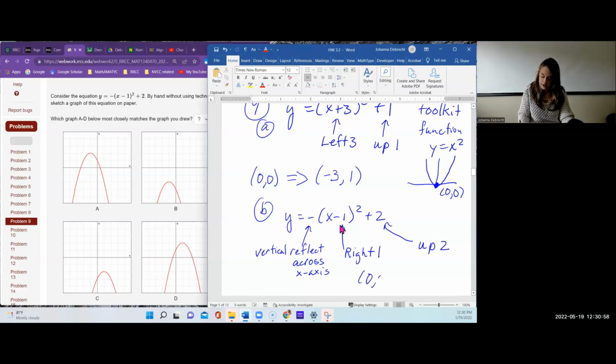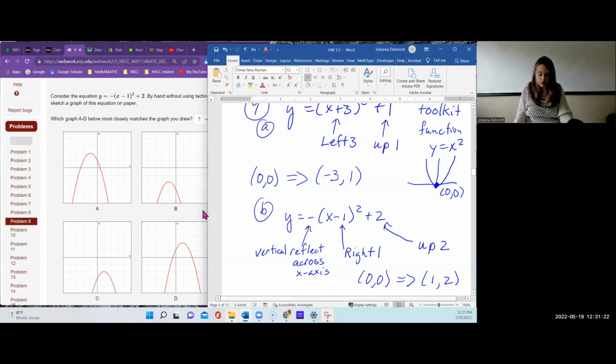What's happened to my typical toolkit vertex at 0, 0? It's been shifted right 1, up 2. That means it's at 1, 2, but instead of the graph looking like this, it's been reflected so that it opens down. So instead of a parabola opening up, we have a parabola opening down.